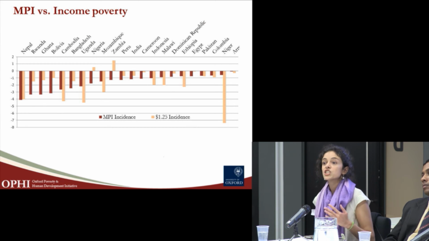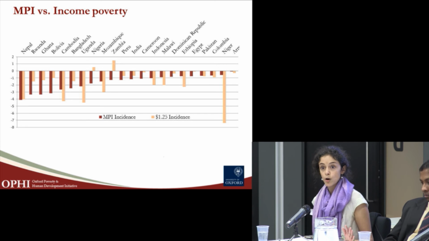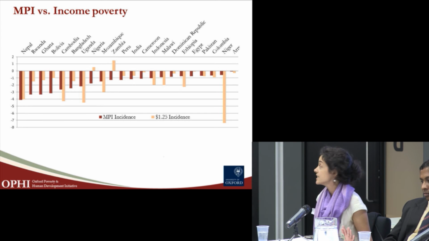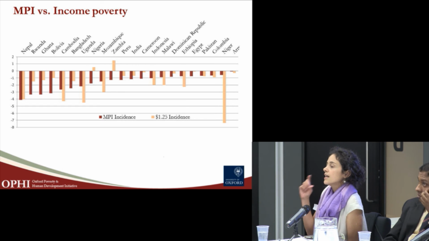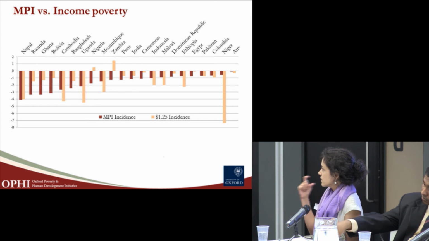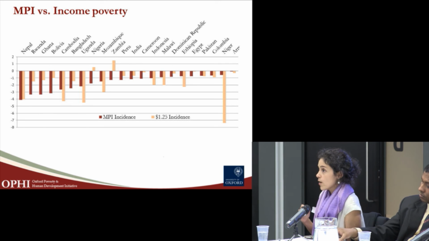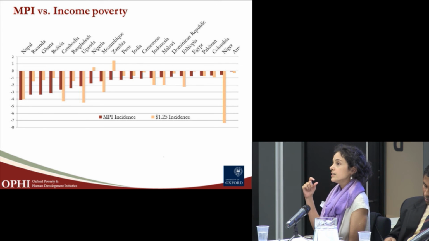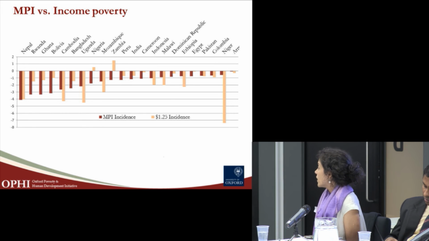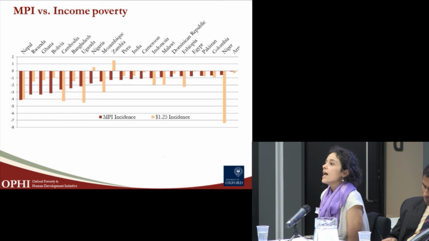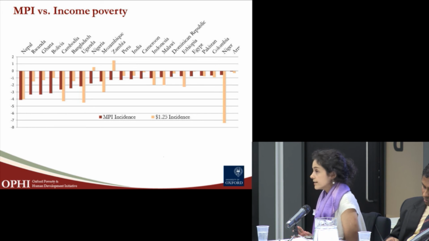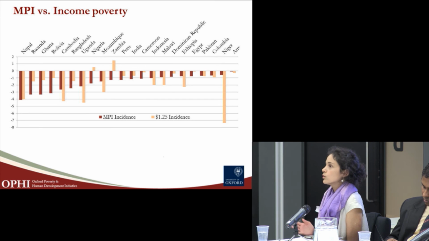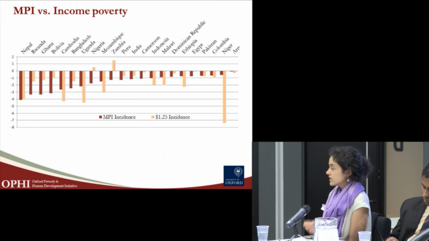How would this picture change if instead of looking at changes in MPI poverty, I would look at changes in income poverty? So here it's plotted the change in the incidence, the percentage of multidimensional poor, in red, and the change in the percentage of income poor, at $1.25 a day. And the first thing: these are the 22 countries for whom we have comparable data. 12 of these countries have actually reduced multidimensional poverty faster than income poverty.